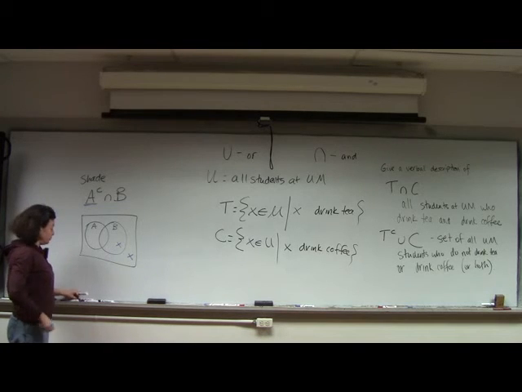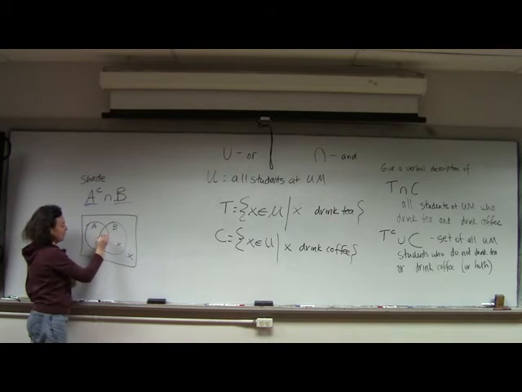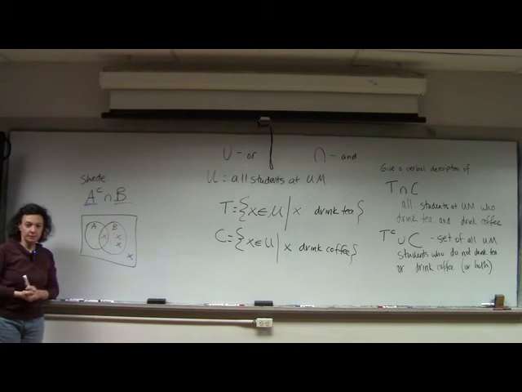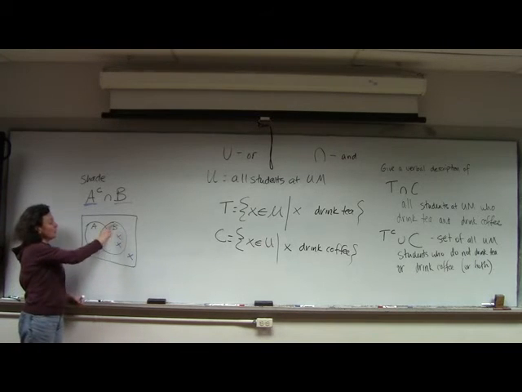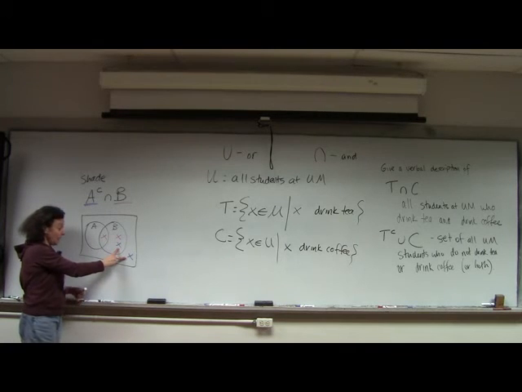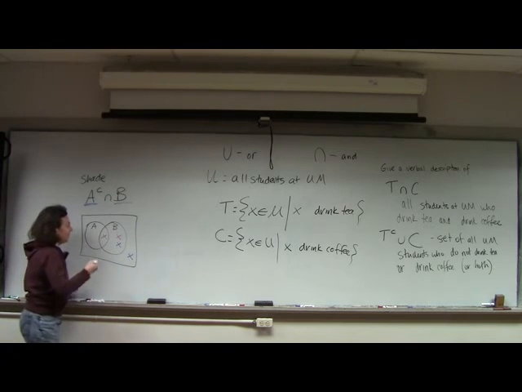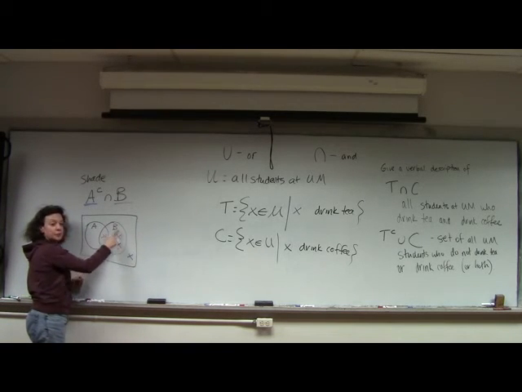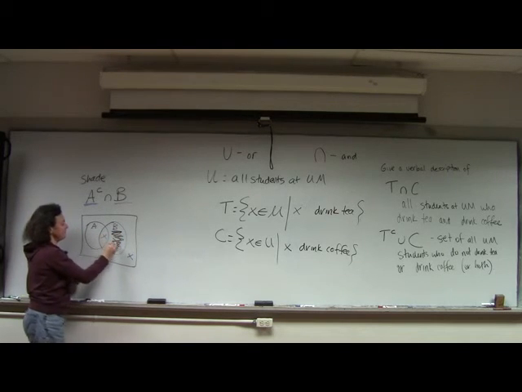Now, I'll do B in red. I think you'll grant me that B is this region and that region. Okay? So, since I'm doing the intersection, I want to know where do I have a red X and a blue X. And I think that you will grant me that this is the only region where such is the case. Therefore, this is my final answer.